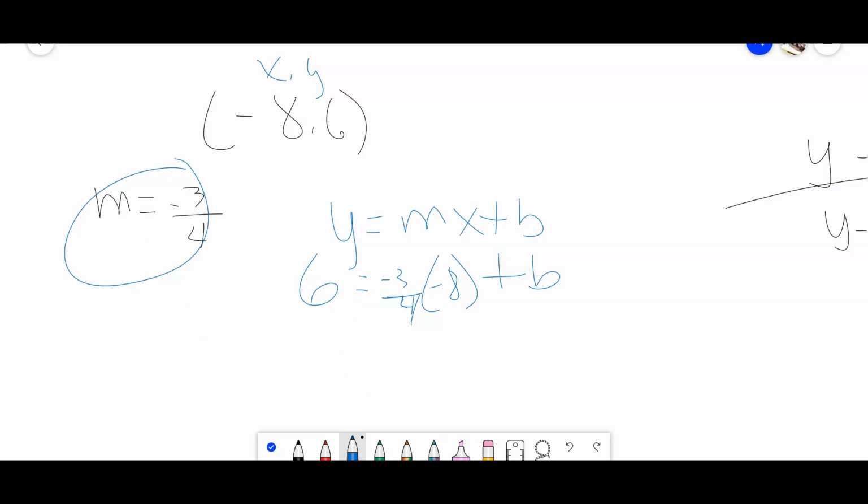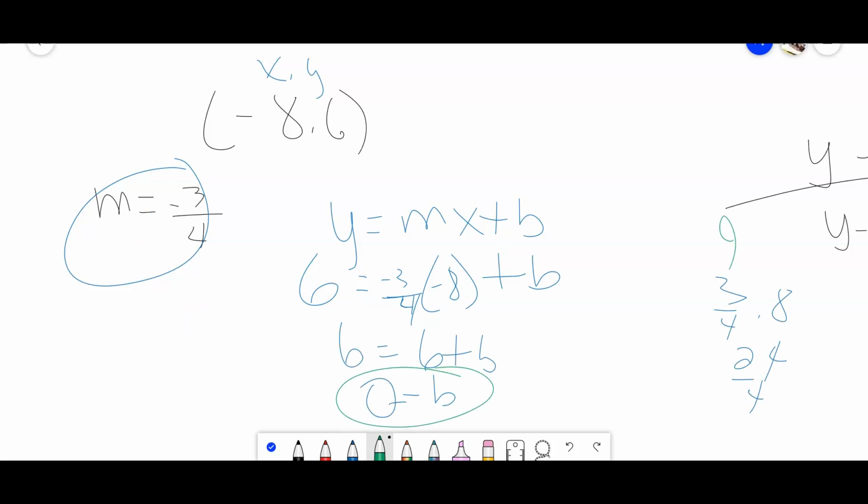I'll put it on pause. You guys find the b. It's okay to have junk on the side. I have a -3/4 times a -8. That gives me -24/4. Divide that. I get 6 positive. I will subtract 6 from both sides. I get b equals 0.